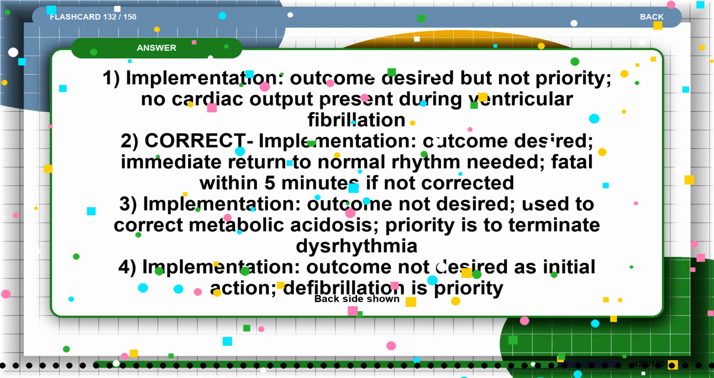The answer is 1. Implementation. Outcome desired, but not priority. No cardiac output present during ventricular fibrillation. 2. Correct implementation. Outcome desired. Immediate return to normal rhythm needed. Fatal within 5 minutes if not corrected. 3. Implementation. Outcome not desired. Used to correct metabolic acidosis. Priority is to terminate dysrhythmia. 4. Implementation. Outcome not desired as initial action. Defibrillation is priority.